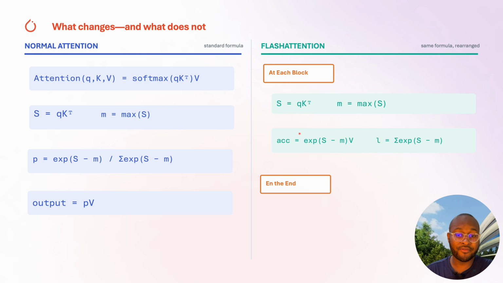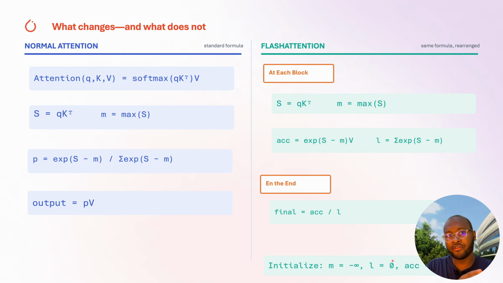We do this at every block. At the end, all we have to do to get the final output is divide the accumulator by this denominator. This accumulator itself is like a matrix, a tensor, while this denominator is a scalar. This denominator, for example here, is like this part of the normal attention.